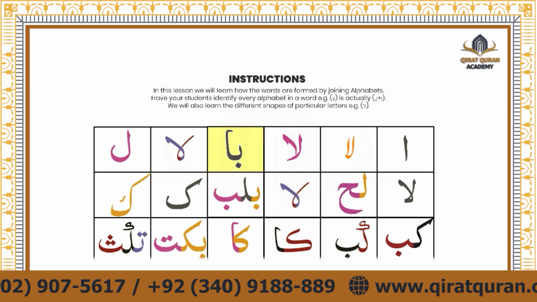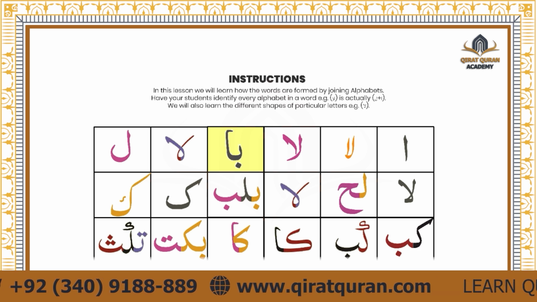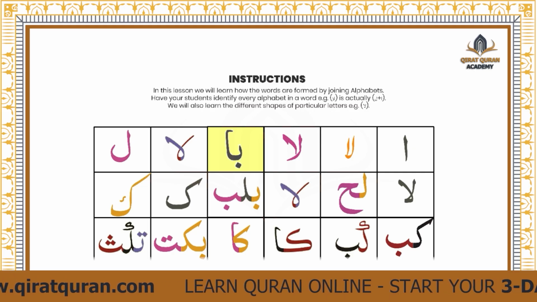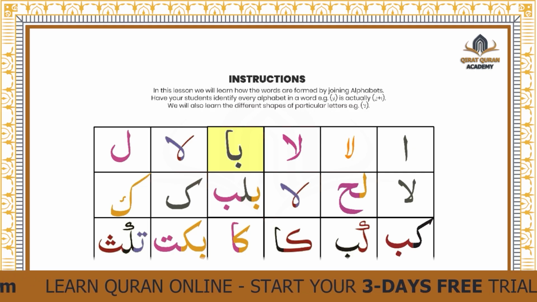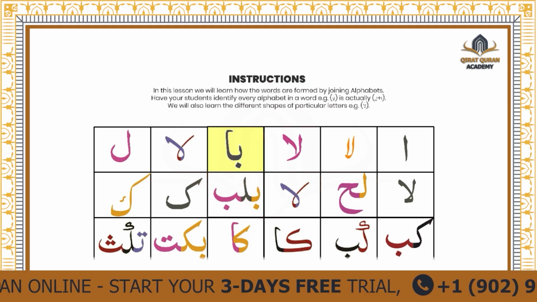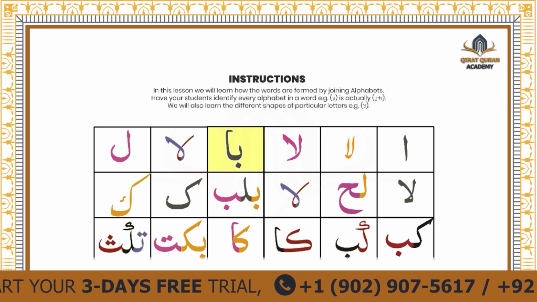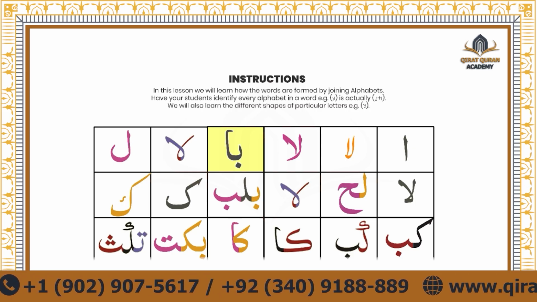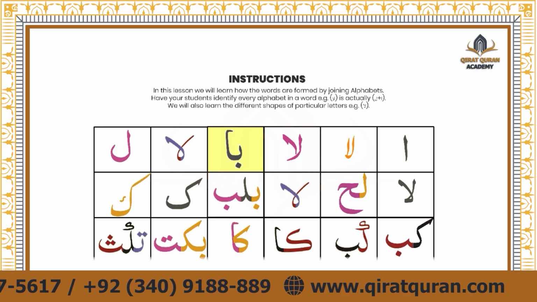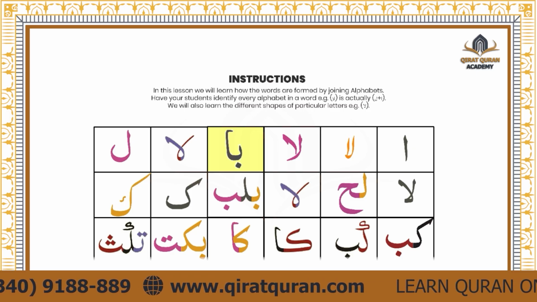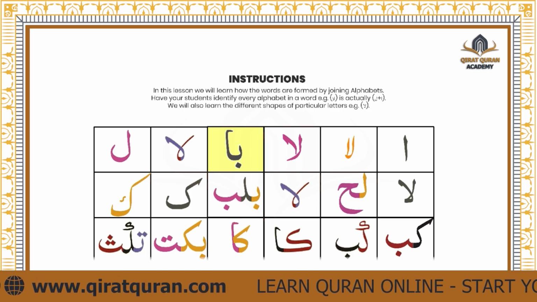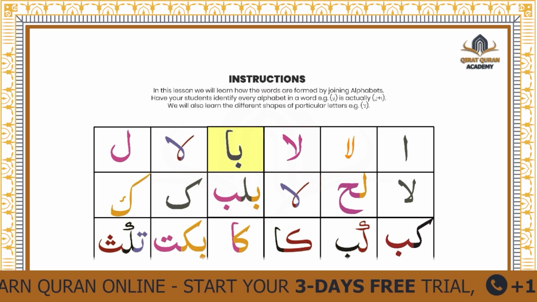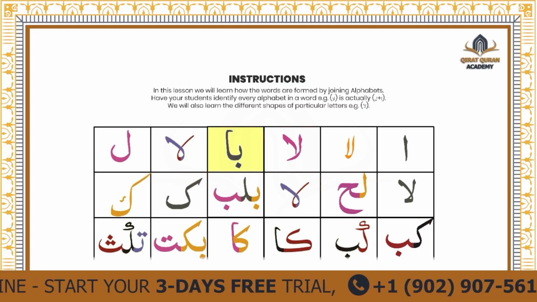Then the next letter is ba, alif. The first letter which has a dot at the bottom is ba. As we already read, ba has a single dot at the bottom, and then this straight line is alif. And as you can see, at the top of the alif it is bending to the right side. So this is how you can recognize alif. Whenever alif comes with any other letter, at the top it bends to the right side. So these two letters are ba, alif.